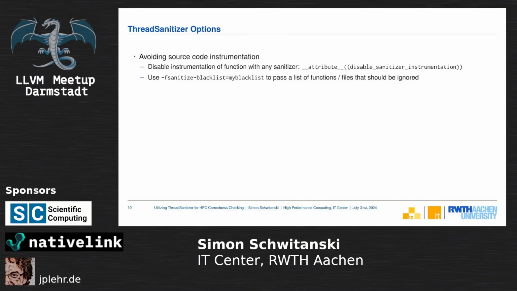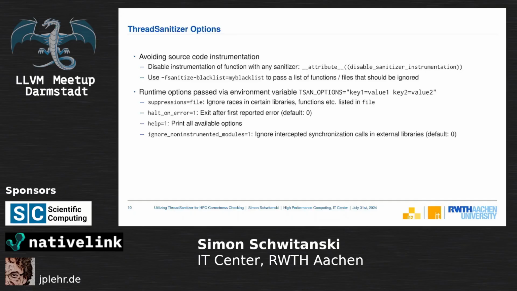Okay, this is the internal stuff, and I just want to give you a few examples of ThreadSanitizer options without going into all the details, because you can also look them up. If you want to avoid source code instrumentation, say you have a function that is not of interest to me, then you can add an attribute and say, I want to disable the sanitizer instrumentation. You can also pass a blacklist to say, okay, I don't want this function instrumented, I don't want that file instrumented in terms of memory accesses, because I know this is safe.